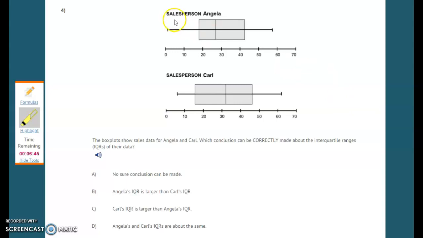So what you're going to do is look at salesperson Angela, look at salesperson Carl, and compare, and see what conclusion can be correctly made. Correctly is capitalized. That means you need to highlight that because it's important. Made about the ranges of their data. So you're looking at both of their data, not just one person's, but both. Okay?